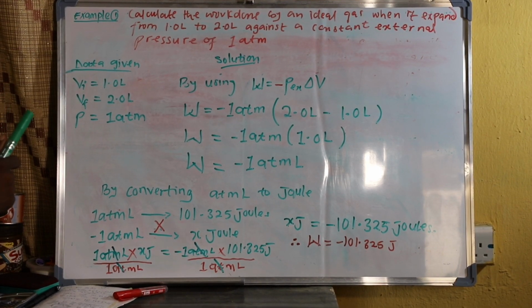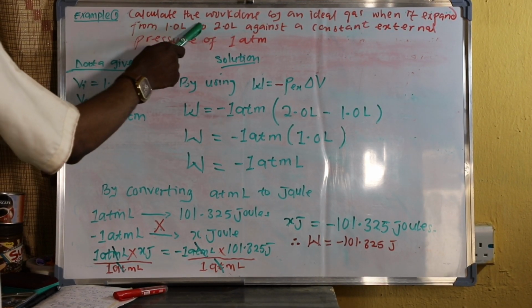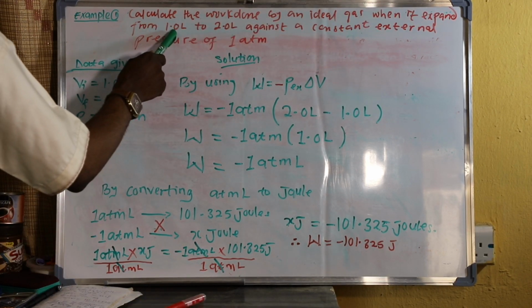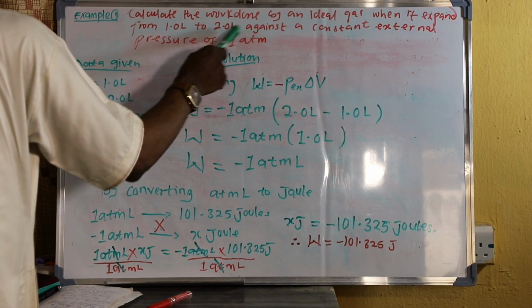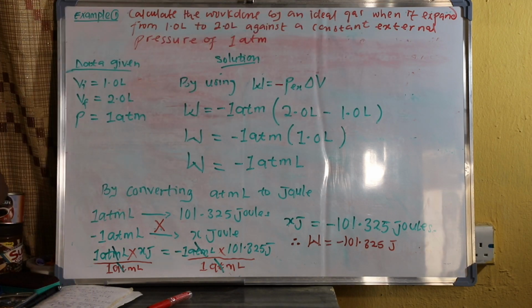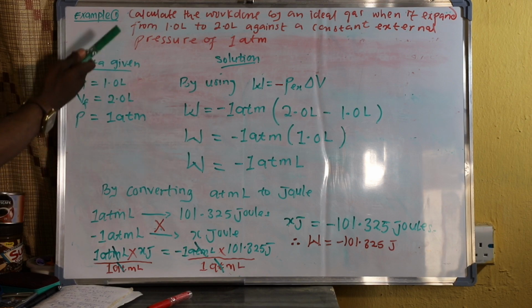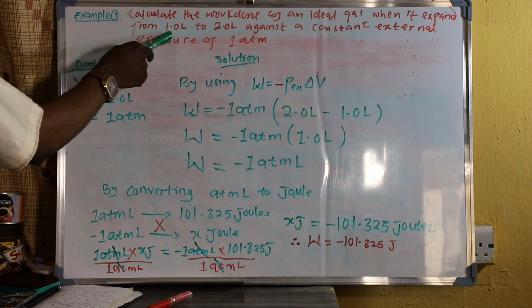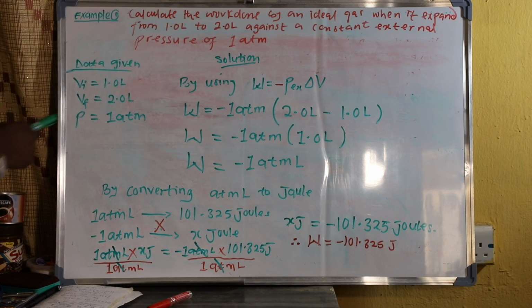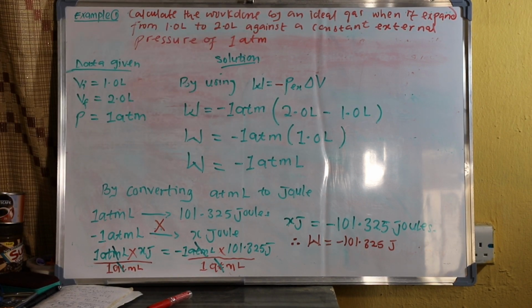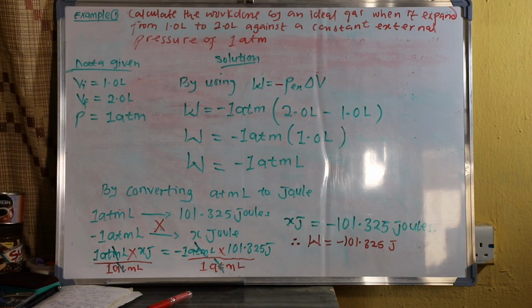Let's solve example 1. Calculate the work done by an ideal gas when it expands from 1.0 liter to 2.0 liter against a constant external pressure of 1 atm. So the data given are here. V initial is 1.0 liter. V final, it expands to 2.0 liter. Then the pressure given is 1 atm.